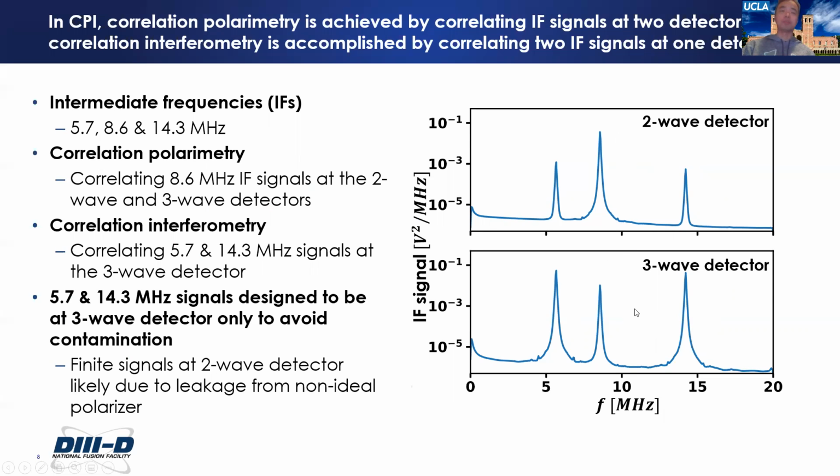For the correlation interferometry part, what we need to do is correlate the 5.7 and 14.3 megahertz signals at the three-wave detector. It should be noted that the 5.7 and 14.3 megahertz signals are designed to be at the three-wave detector only to avoid contamination. Here we see some finite signal on the two-wave detector, and this is likely due to leakage from a non-ideal polarizer.